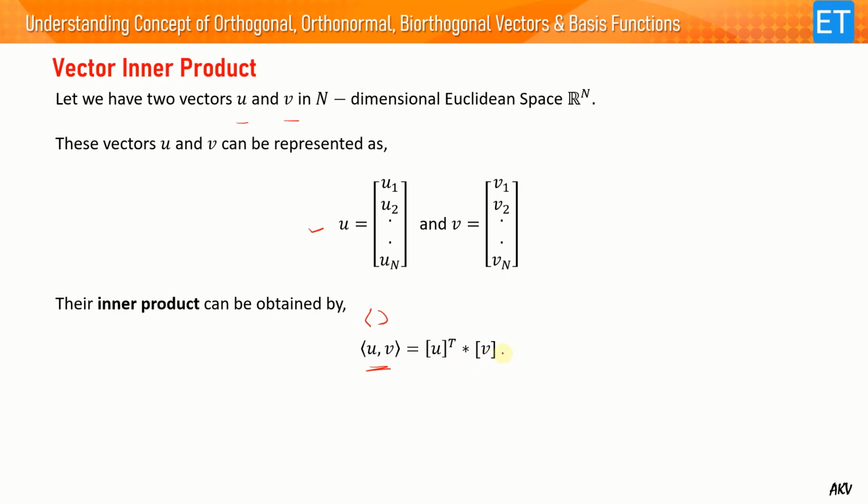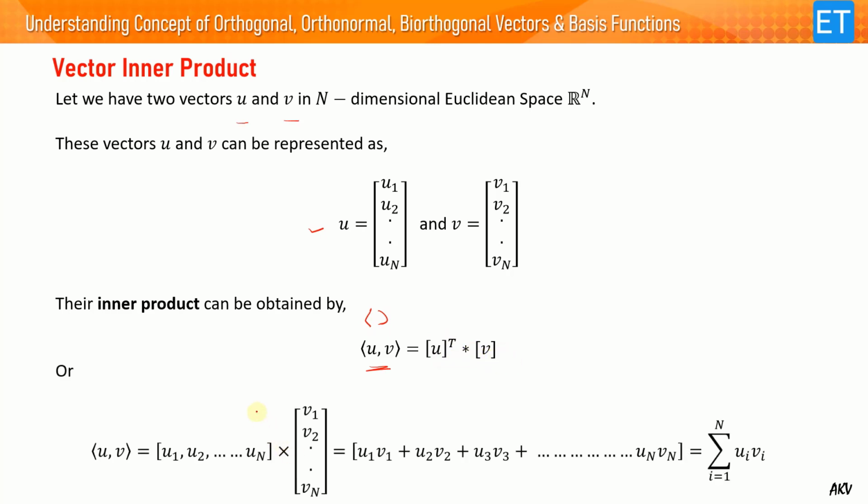Because of the u transpose, the column matrix will become a row matrix. So one row is multiplied with one column. That is actually equivalent to element-to-element multiplication. You can see the first element of u is multiplied with the first element of v, and so on. Or mathematically you can write sigma ui vi, i from 1 to n. That is also known as the dot product in mathematics.